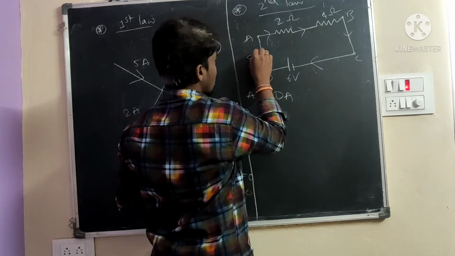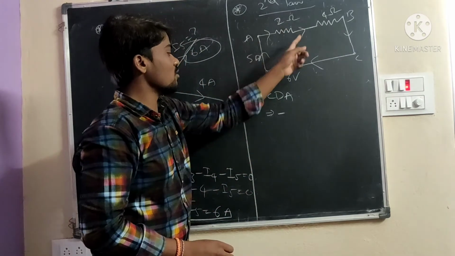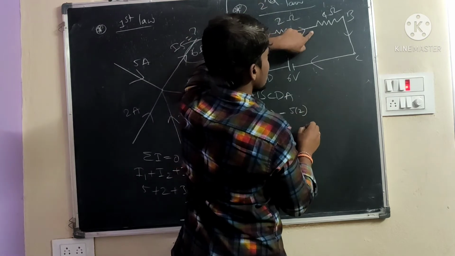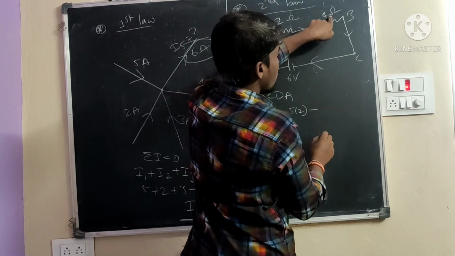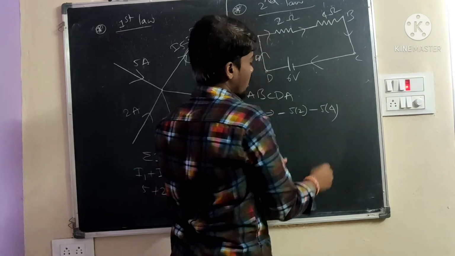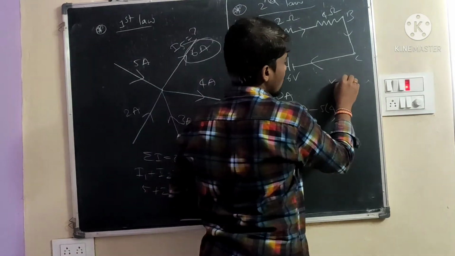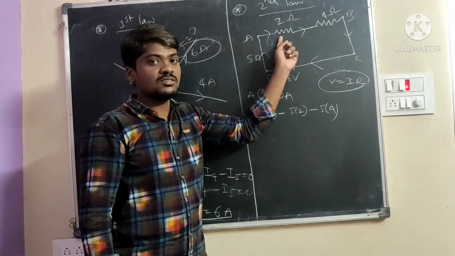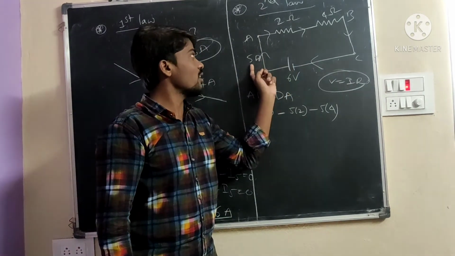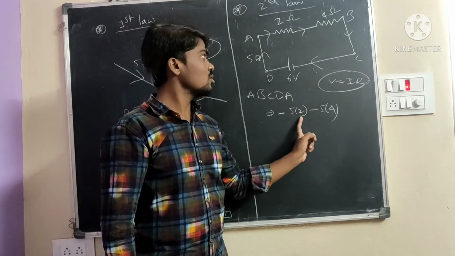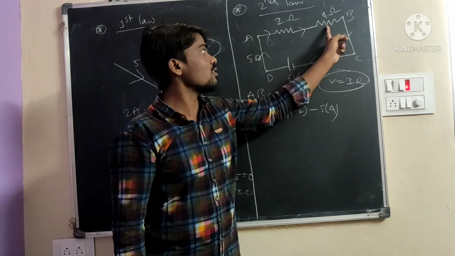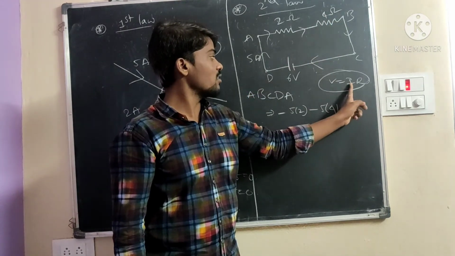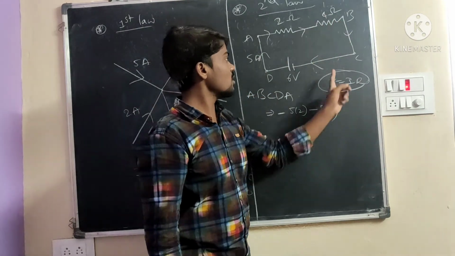5 ampere current is passing through the circuit. Means minus 5 into 2, that is 10. Here also the same symbol, minus 5 into 4. According to the same, V is equal to IR. Potential difference across the R1 resistance: V is equal to IR, I means 5 and R is 2, so 5 into 2. And here also the same thing. Potential difference across R2: the same current 5 into 4. I is 5, R is 4, 5 into 4.